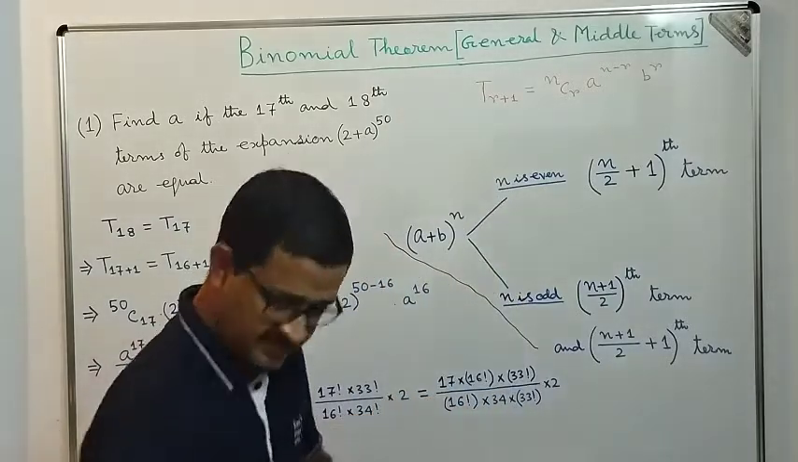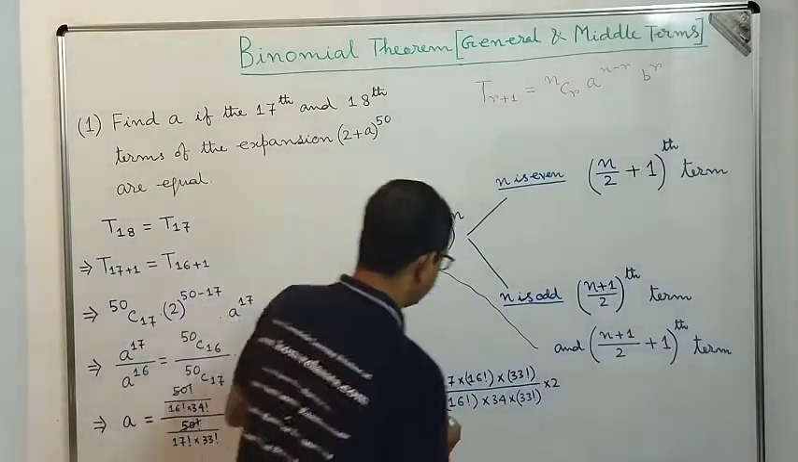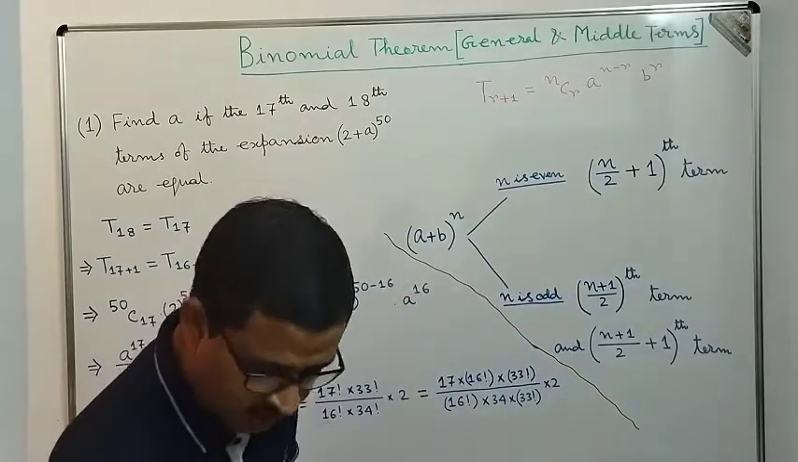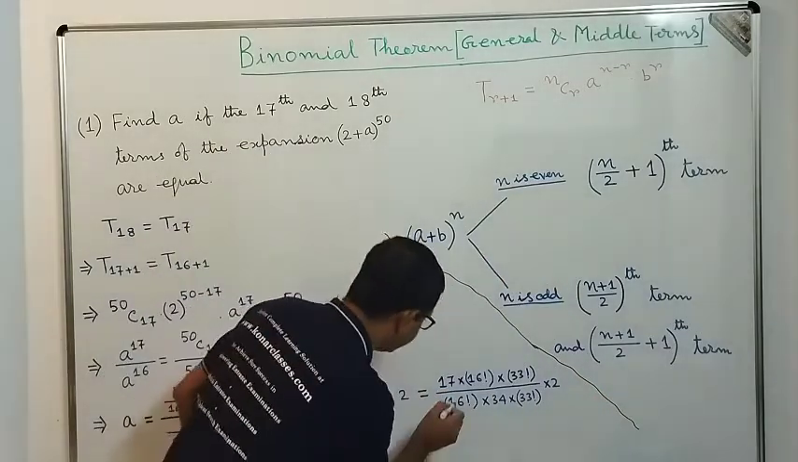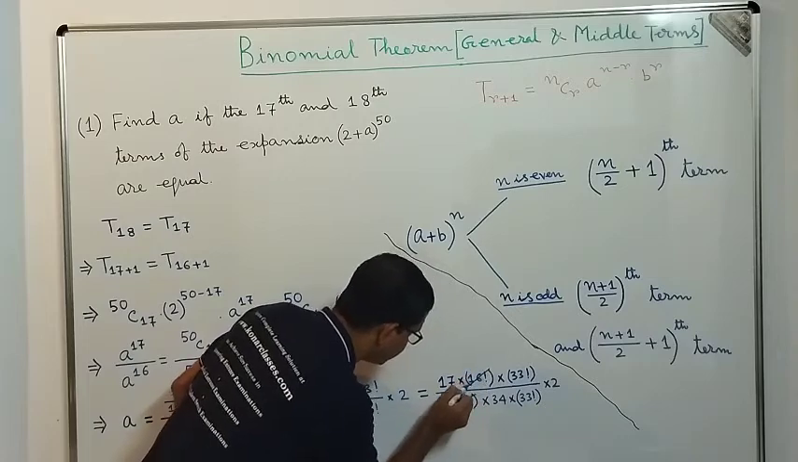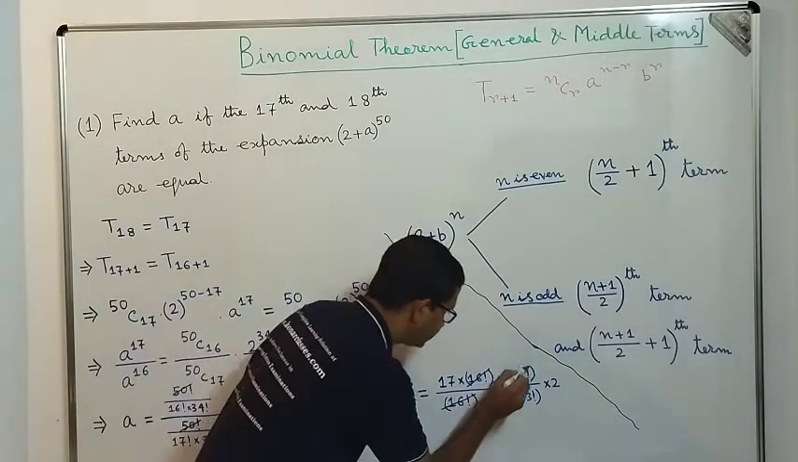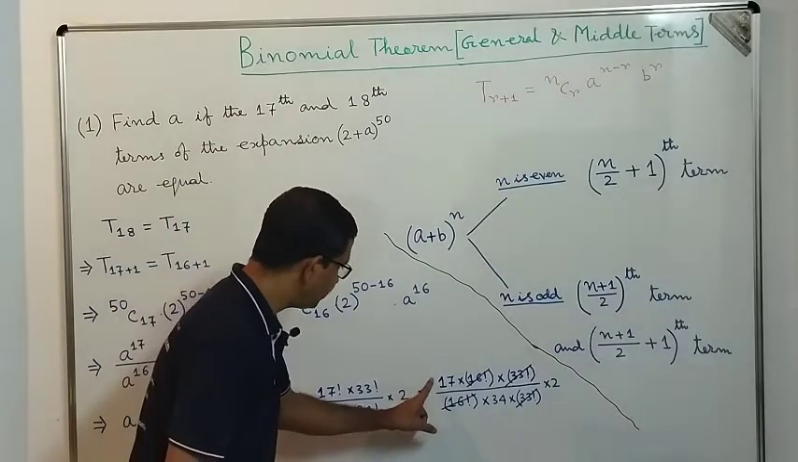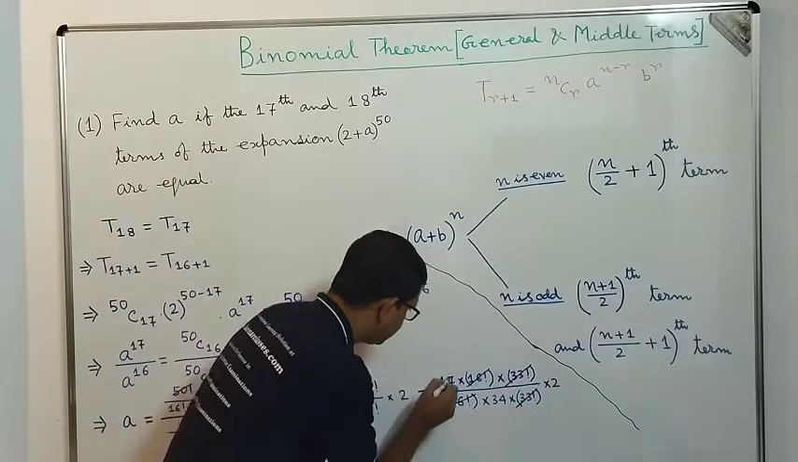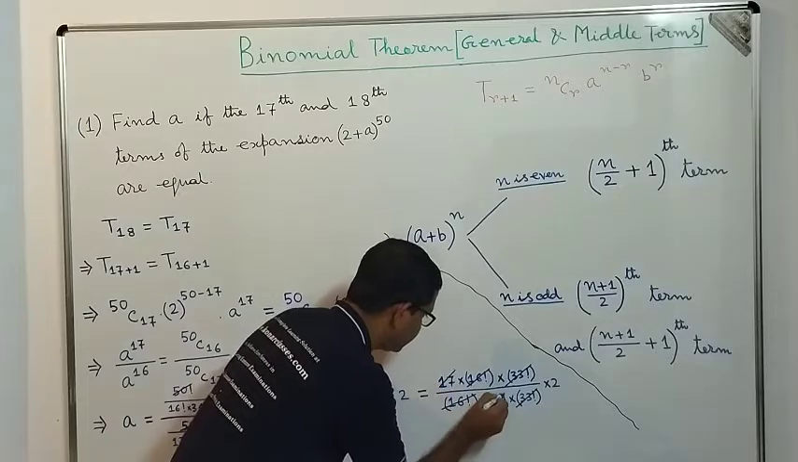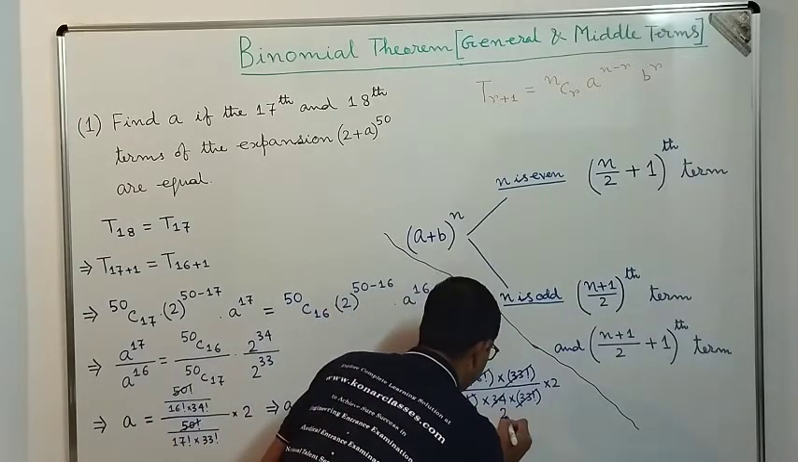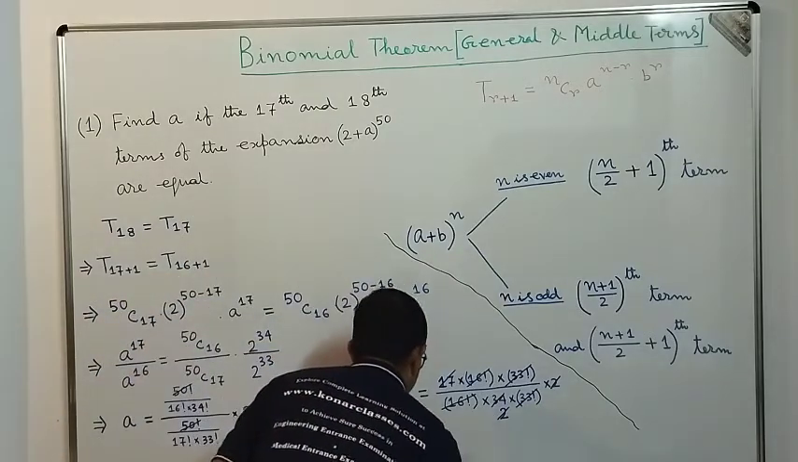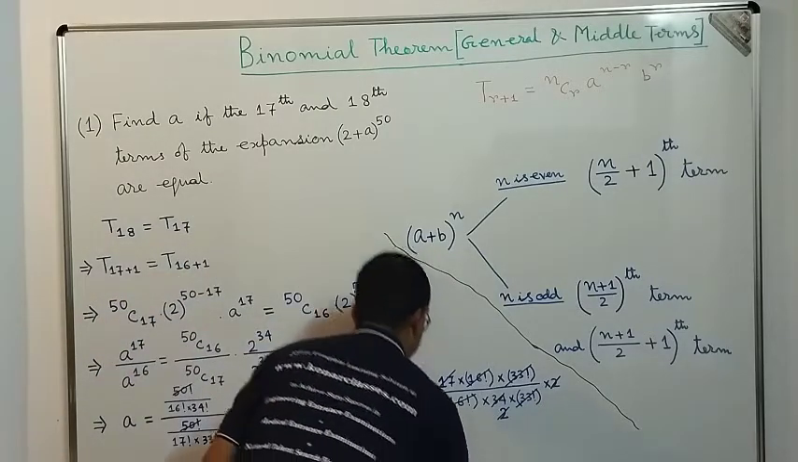Okay, let me make this border a little lengthier. Okay, dear students, so now we see that 16 factorial got cancelled. This 33 factorial got cancelled. Then in the numerator we get 17 into 2, and the denominator is 34, so 17 and 34 become 2, and these 2 and 2 got cancelled. So we get the value of a is equal to 1.